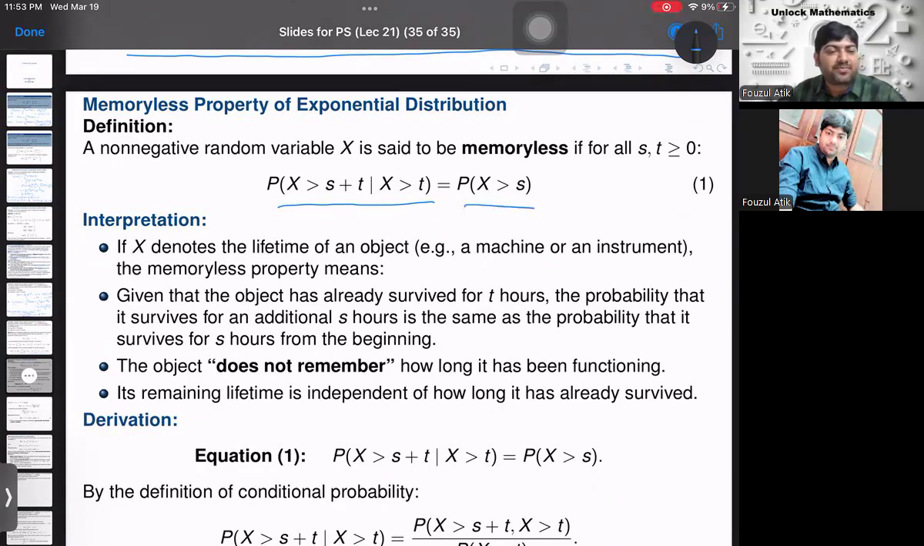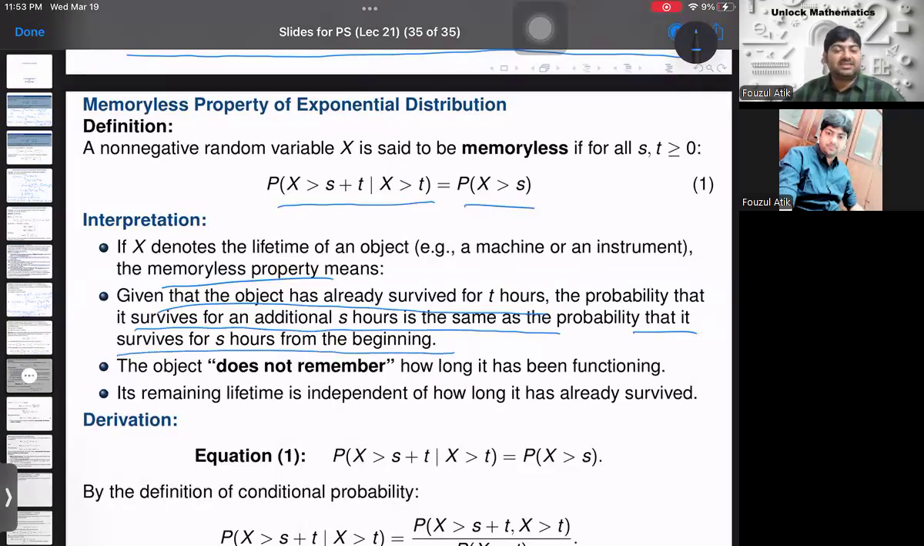What does it mean? It means that if x denotes the lifetime of an object, that is a machine or an instrument, then the memoryless property means that given that the object has already survived for t hours, that is the condition x > t, then the probability that it survives for an additional s hours, that means P(X > s + t), is the same as the probability that it survived for s hours from the beginning.